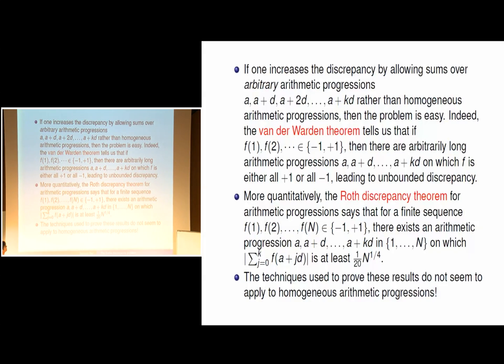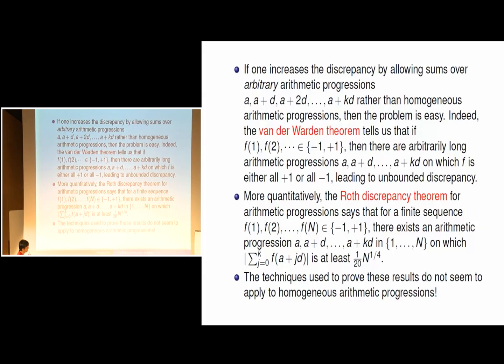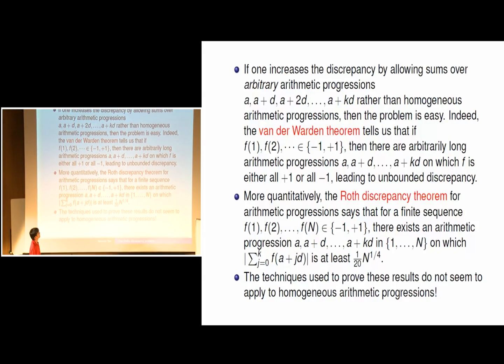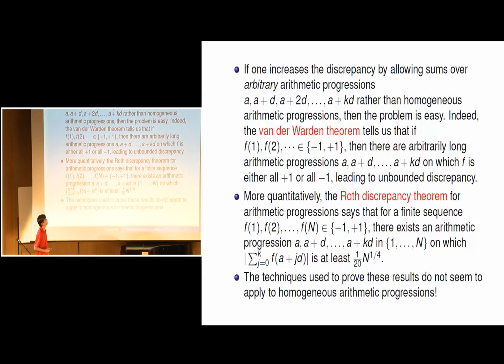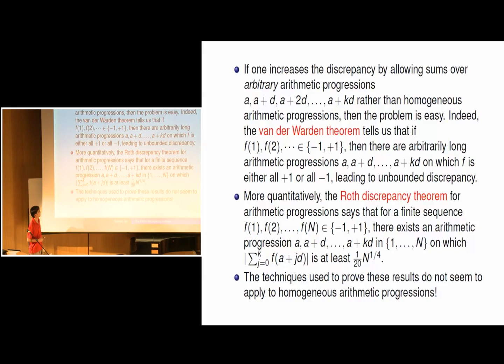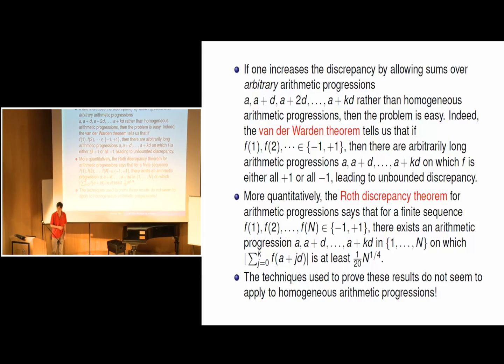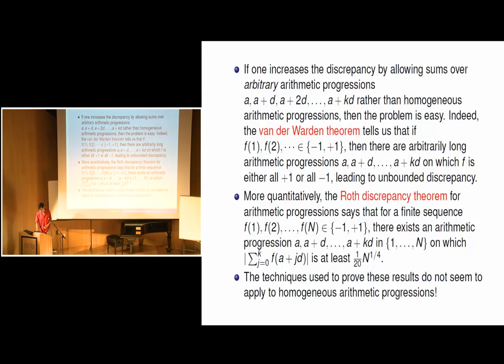These results all depend very much on the translation invariance. If you shift an arithmetic progression by a constant, you get another arithmetic progression, and that is certainly not the case for homogeneous progressions. So these techniques don't seem to do much for the homogeneous problem, for Erdős' problem.